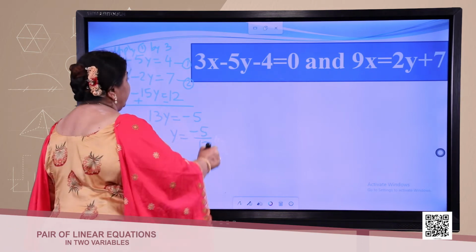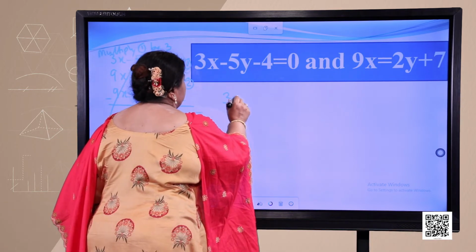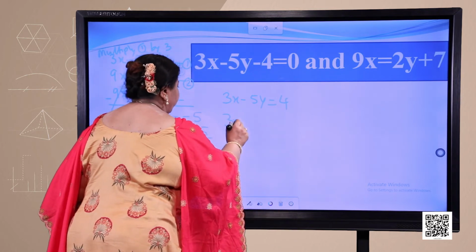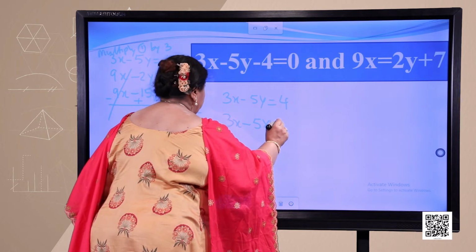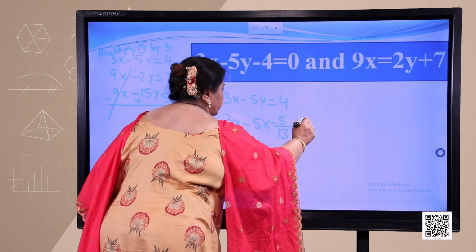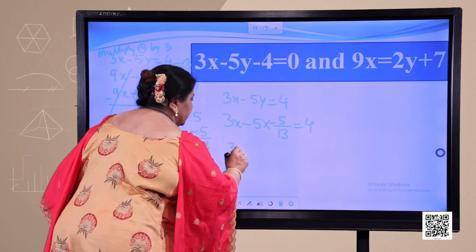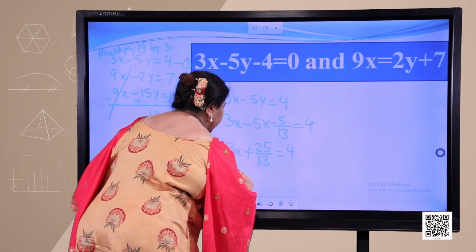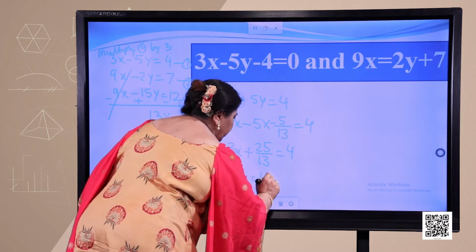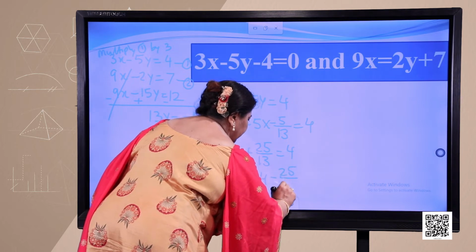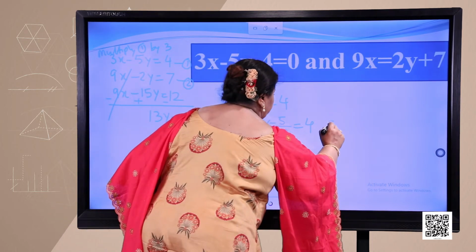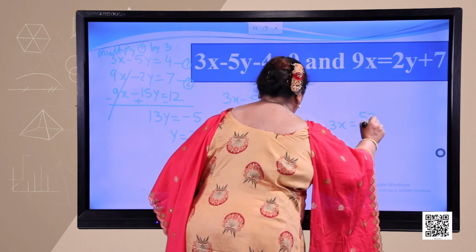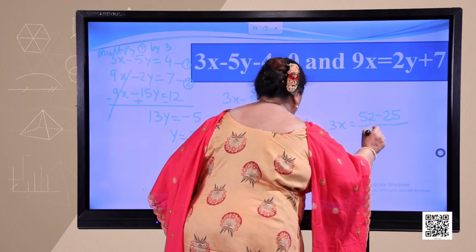After getting the value of y, we will take any equation, that is 3x minus 5y is equal to 4, and substitute the value of y. Here it is 3x minus 5 times minus 5 upon 13 is equal to 4. That gives us 3x plus 25 by 13 is equal to 4. 3x is equal to 4 minus 25 upon 13. So, 3x is equal to 13 4s are 52 minus 25 by 13.